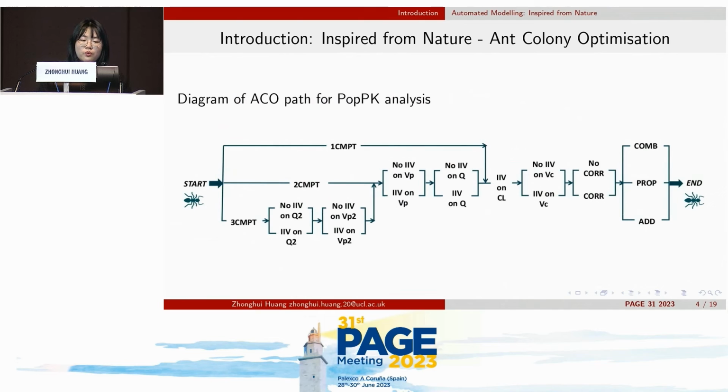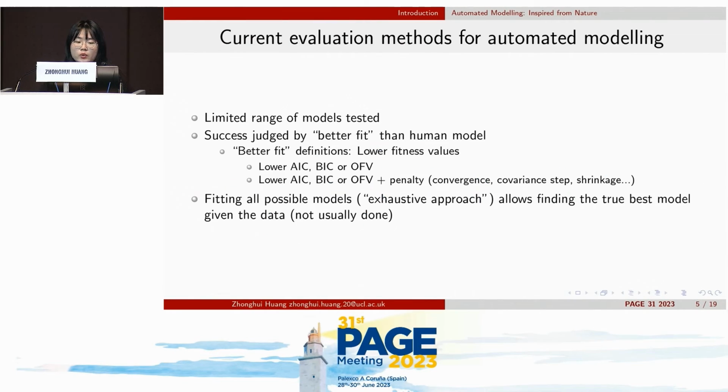Therefore, we thought about constructing such a diagram, for example, an ACO path for POP-PK analysis. The ant can then practice by building models, and the positive feedback from the model performance can lead us to the best solution. So we are really interested in the algorithm performance I mentioned before.